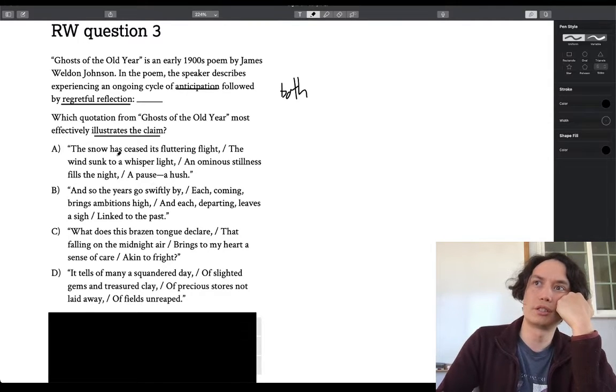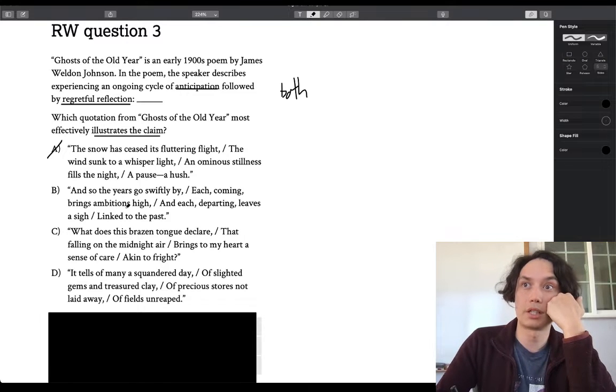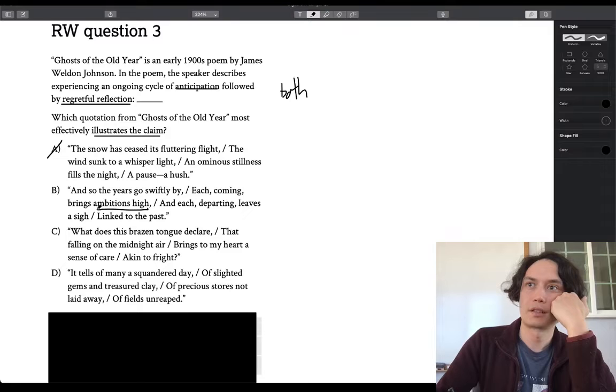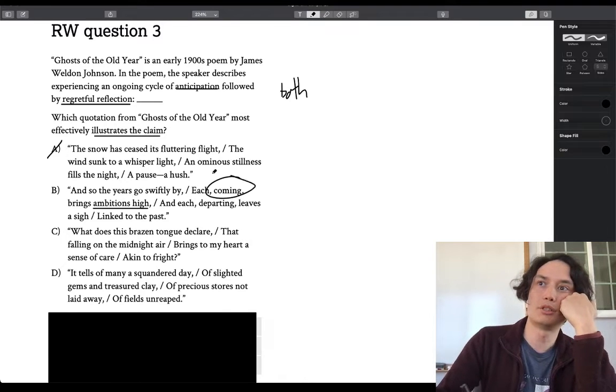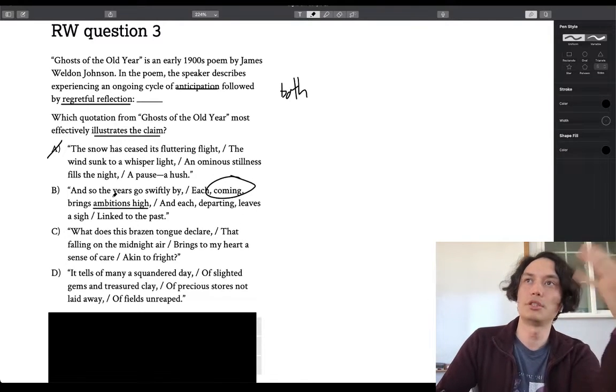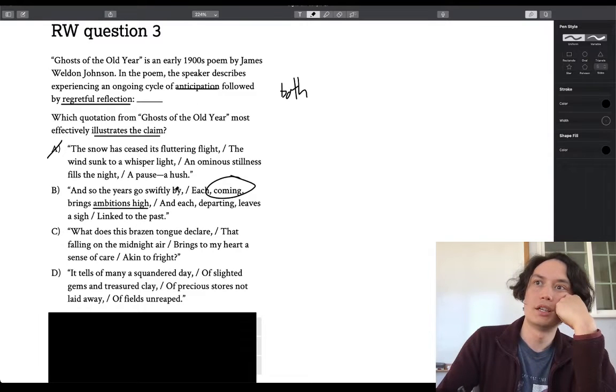The snow has ceased its fluttering flight. The wind sunk to a whisper light. An ominous stillness fills the night. A pause, a hush. This doesn't have to do with anticipation or reflection. And so the years go swiftly by. Each coming brings ambitions high, and each departing leaves a sigh linked to the past. Hey, look. When it comes, oh, it's coming, and I have ambition to do stuff. I'm anticipating things. And when it's leaving, I'm sad. So this is the answer.